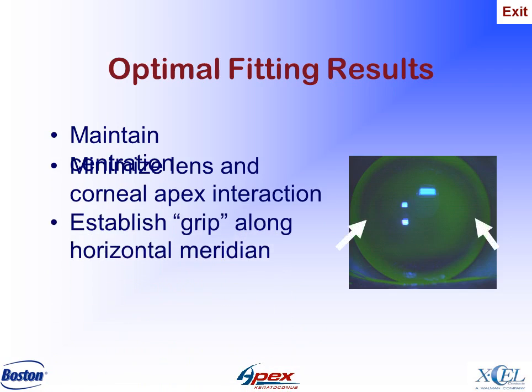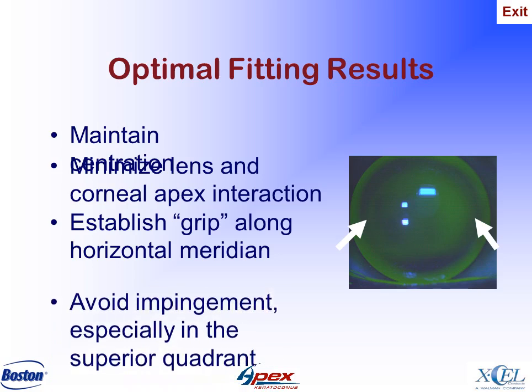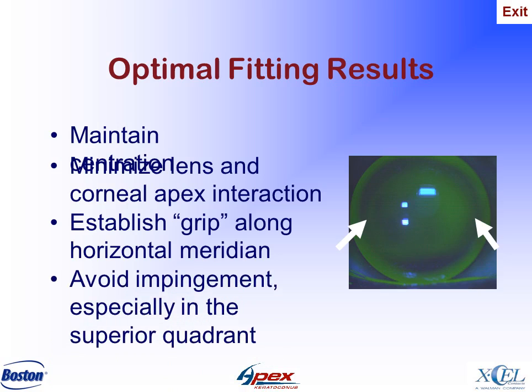Established grip or fulcrum points along the horizontal meridian help maintain centration of the lens. It's also important to avoid impingement in the peripheral and mid-peripheral cornea, especially in the superior quadrant. Impingement can reduce wear time and comfort, while inferior lens decentration and poor tear film replenishment during the blink cycle can result in epithelial breakdown.